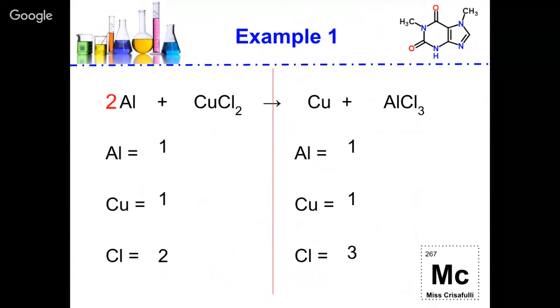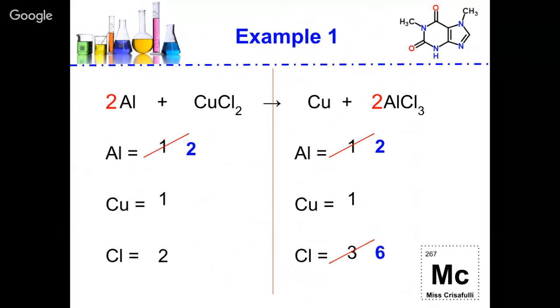I'm going to put a 2 in front of the aluminum on the left, which is going to change my total to 2 on the left. When I do that on the left, I also have to do that on the right. So that changes that total to be a 2. But since it is in front of both the aluminum and the chlorine in aluminum chloride on the product side, I have to distribute that coefficient of 2 not only to my aluminum, but to my chlorine as well. And when I do that, now I have 6 chlorines.